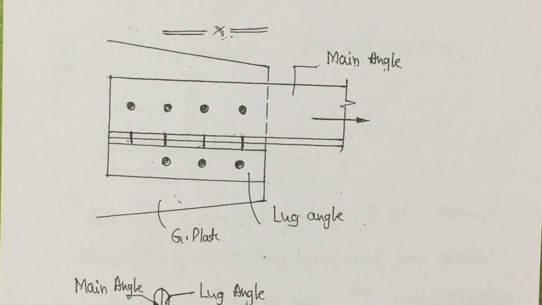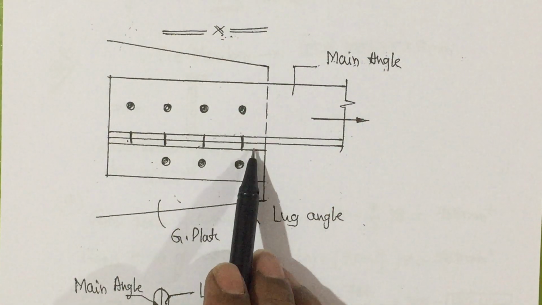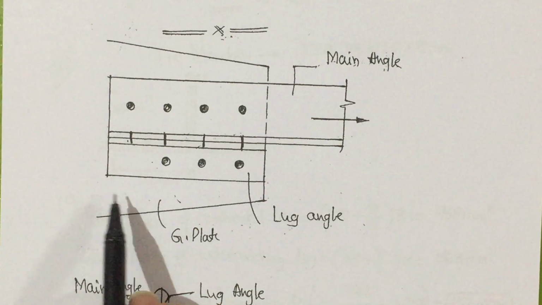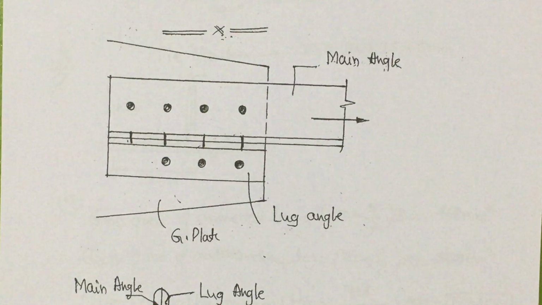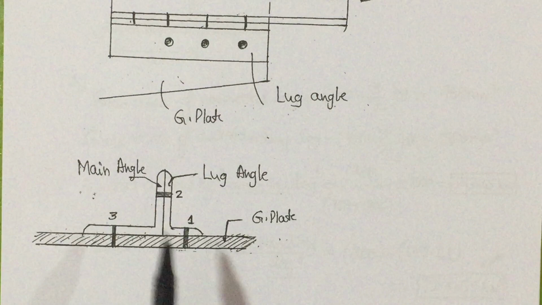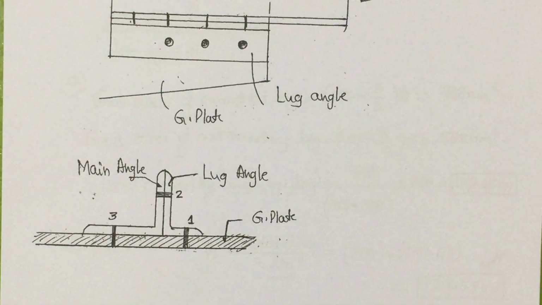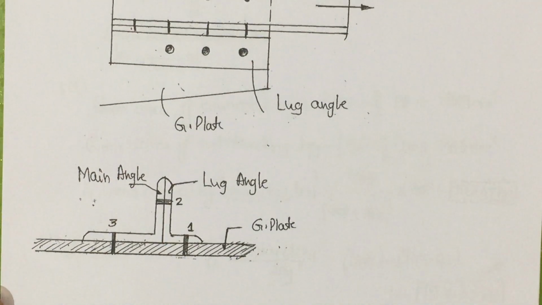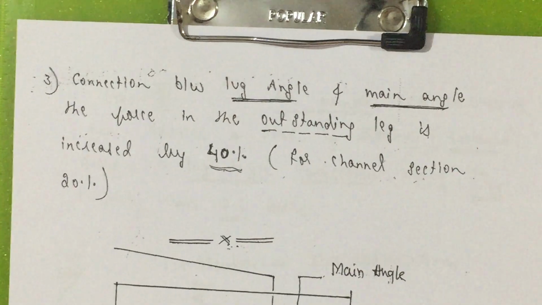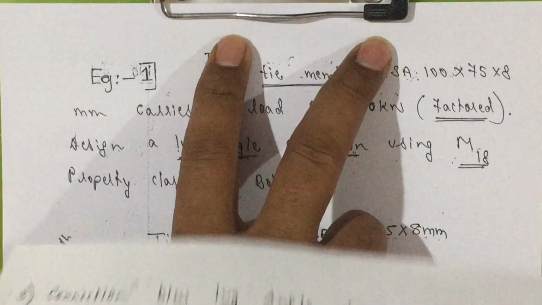So, here it is a glimpse of the concept. This is the main angle plate and this is the additional angle plate we provided, that we call as lug angle, and this will be the gusset plate. So, this is one view. If you come to another view, you can see this is the gusset plate, this is the main angle, and this is the lug angle. Lug angle is the additional angle plate we are going to provide in order to reduce the connection length. So, by using this concept, let us solve the numericals. It is a simple thing.